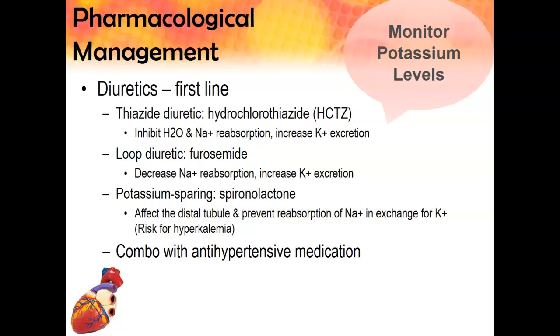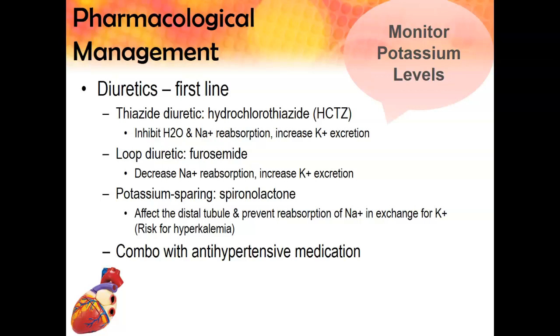And typically it's a thiazide diuretic, HCTZ, which is not potassium sparing. So you're going to want to educate the patient about eating foods that are going to be rich in potassium. Loop diuretics, furosemide, is another one that is used. Spironolactone, which is a potassium sparing diuretic, may be used, but typically those patients are going to be at the opposite, a risk for hyperkalemia.